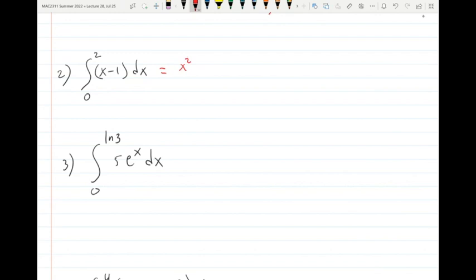X squared over 2 minus x, and then evaluate it from 0 to 2. Do you understand this? All right, let's plug in.